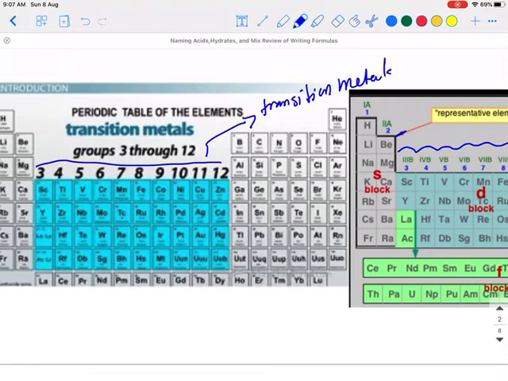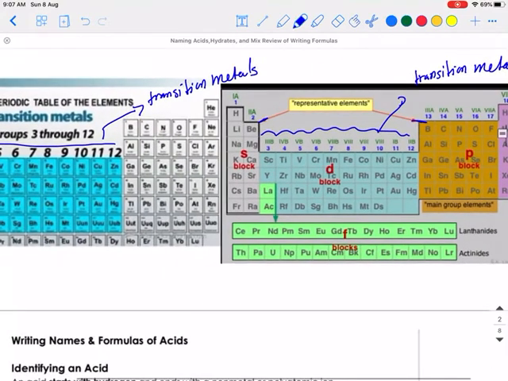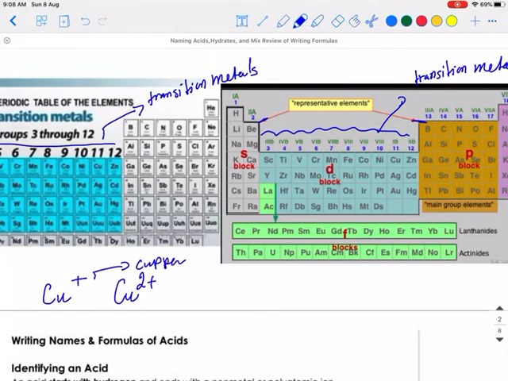Transition metals have properties like normal metals, so they are malleable, ductile, conduct heat, conduct electricity, and tend to lose electrons. But they also have other properties, like we can find the one ion in more than one charge state. For example, copper, we can find it as Cu plus and Cu2 plus. So this is copper 1, also called cuprous. And this is copper 2, also called cupric.